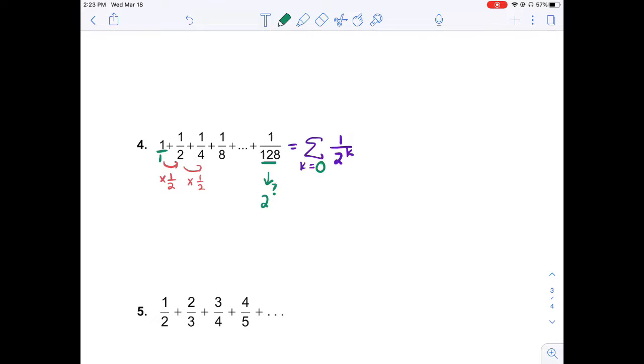If you try this out, just multiplying by 2, we're going to have to multiply 2 7 times to get 128. So our upper bound would be 7. So now we have it. We have an explicit formula, a starting value, and an upper bound.